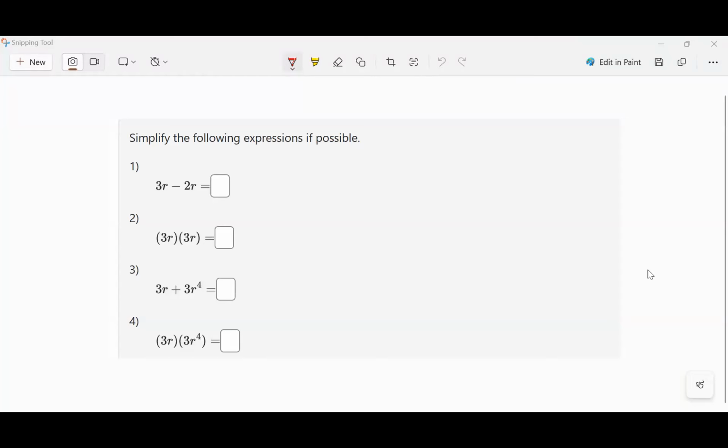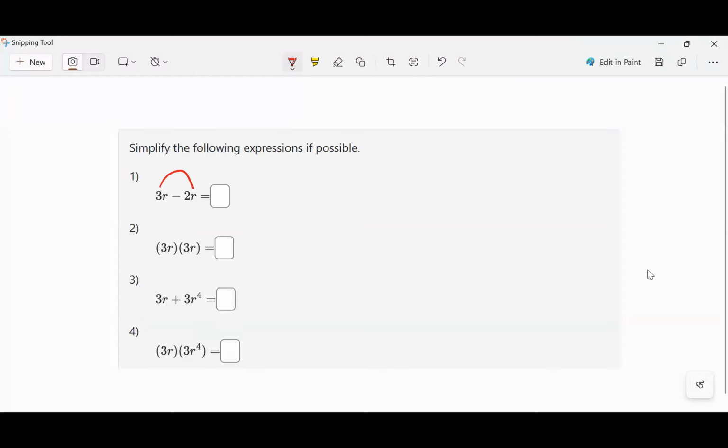For example, let's say you do 3r minus 2r, right? So you subtract 3 by 2, you get 1r. And then you just leave it as r. That's what we mean. So basically, it's simplify as much as possible. And usually we turn into single terms if possible. Okay. Give it a shot.